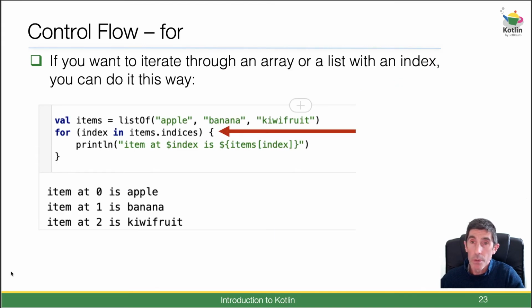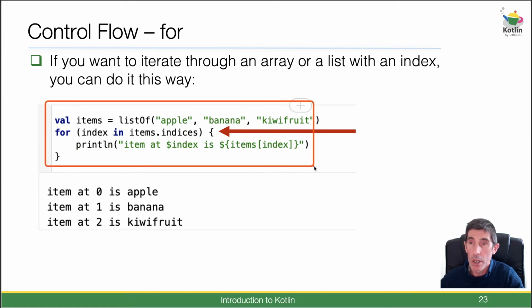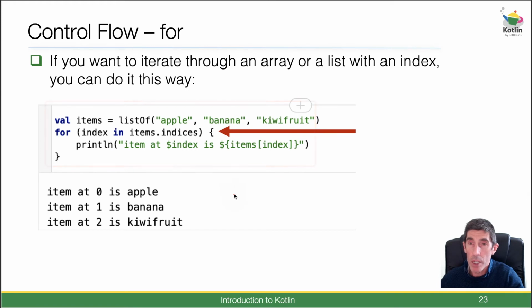Now, what you can also do, if you want to iterate through an array or a list with an index, you can actually do it this way. Again, here we have, just highlighted for you, our same list. We're using our listOf function to take those 3 variables, apple, banana, and kiwi fruit, into our items.